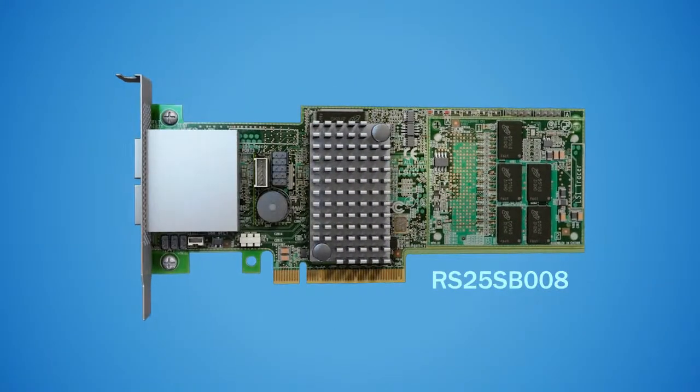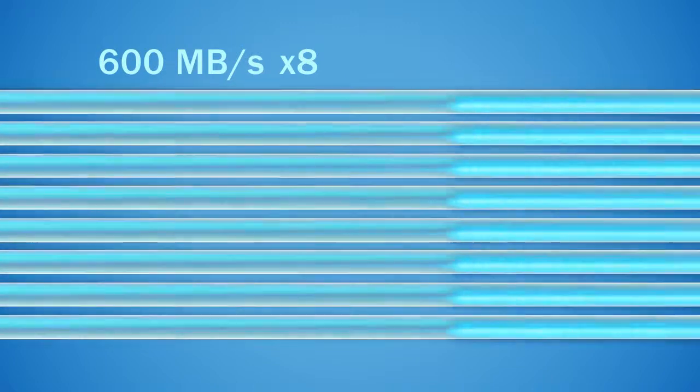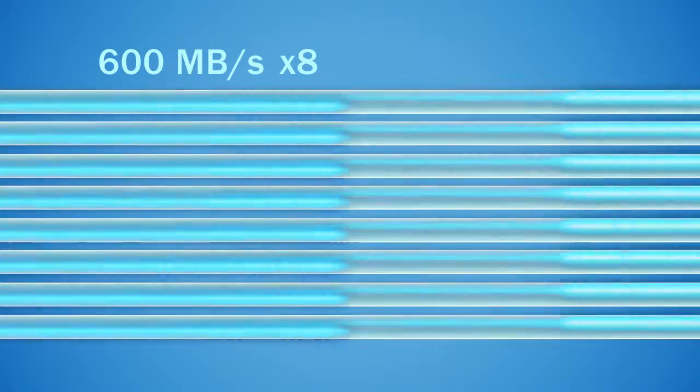Each of those RAID cards creates what's called a wide port. So now instead of having one 600 megabyte per second port into the JBOD, you've got 8 600 megabyte per second ports into the JBOD. It's a wider pipe to fill up with data, increasing the data flow and the performance of the system.